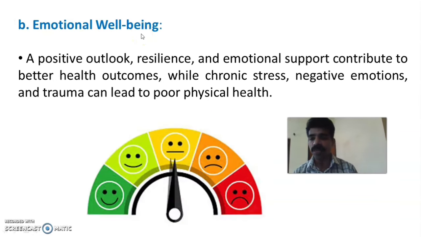Next is emotional well-being of a person. A positive outlook of the person, or the resilience. Resilience is the balance of mental health, physical health and emotional health, that is, positive outlook and emotional support. Emotional health contributes to better health outcomes or well-being of a person. While chronic stress, that is prolonged stress and tension, and negative emotions like anxiety, anger, and emotional trauma can lead to poor physical health, or indirectly affect the physical health of the person. So emotional well-being contributes to positive health, while negative emotions such as chronic stress and trauma can lead to poor physical health of the individual.